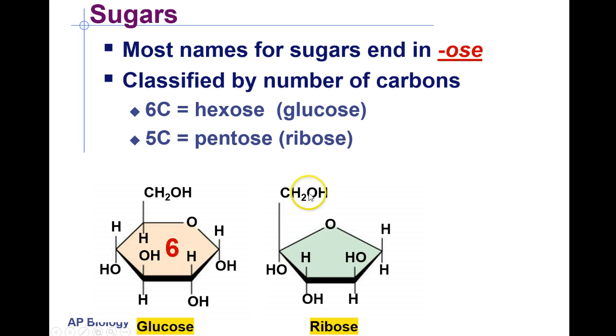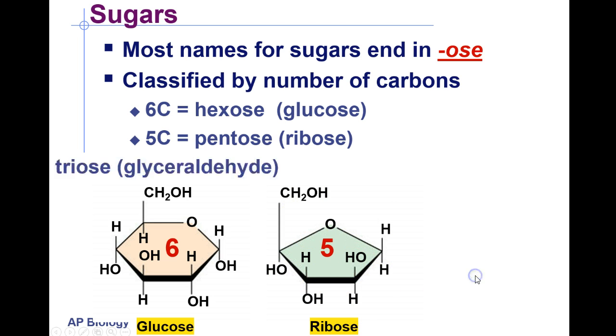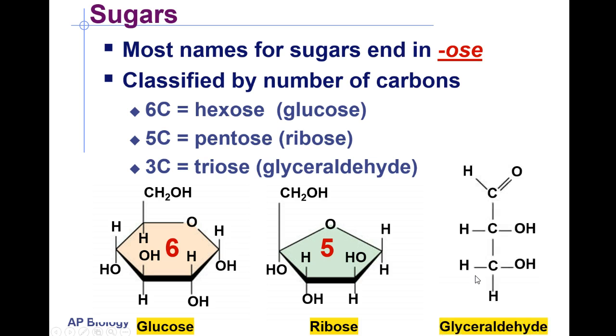Ribose, a common sugar in RNA, is actually a 5-carbon sugar. And here we have a 3-carbon sugar. That one does not form a ring or a hexagon or pentagon. It's just pretty much a straight line. There's only 3 carbons in it.